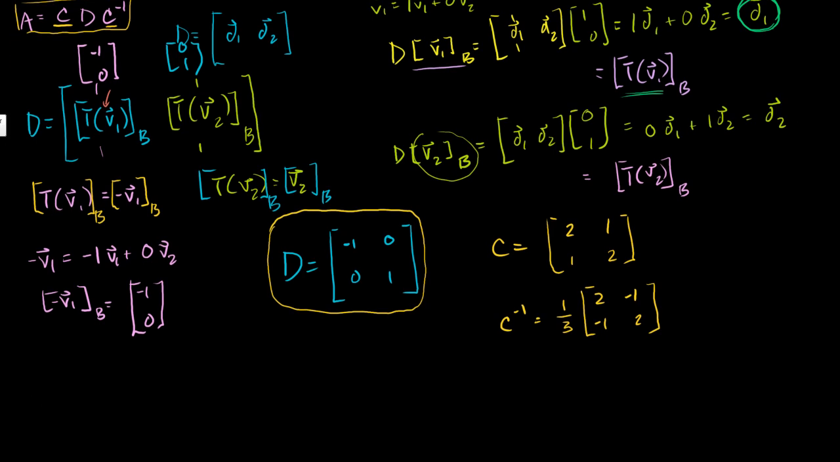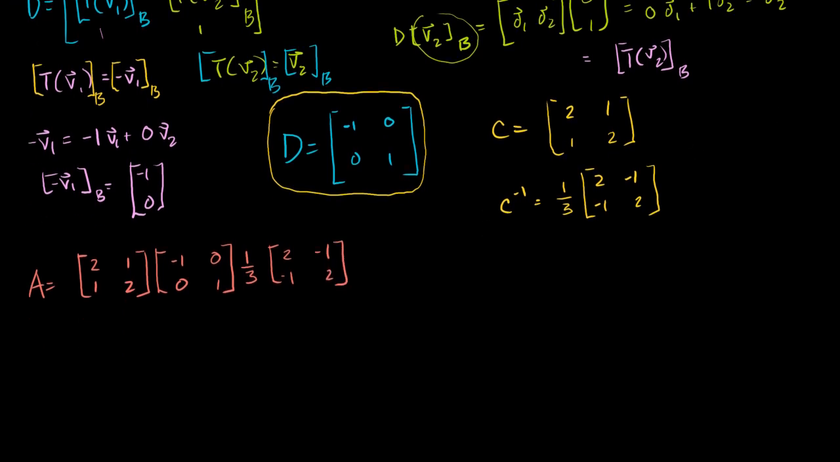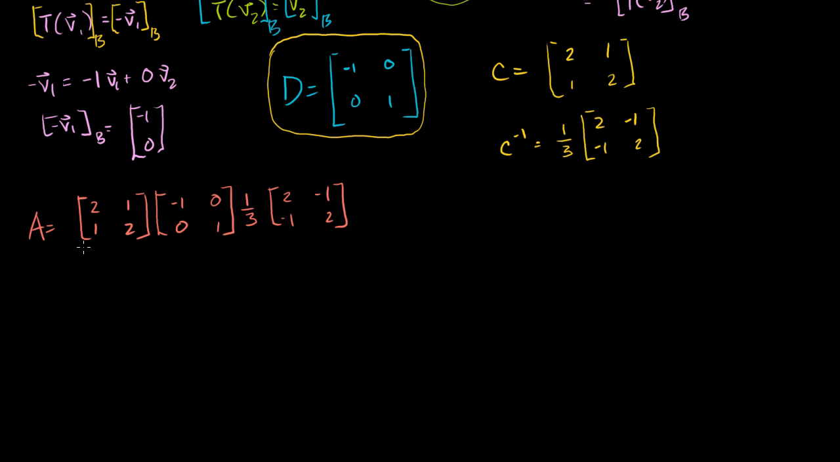So A is going to be equal to C, which is 2, 1, 1, 2, times D. D is -1, 0, 0, 1, times C inverse, which is 1/3, 2, -1, -1, 2. So let's solve this. Let's just do some matrix products. So let's do these two guys first.